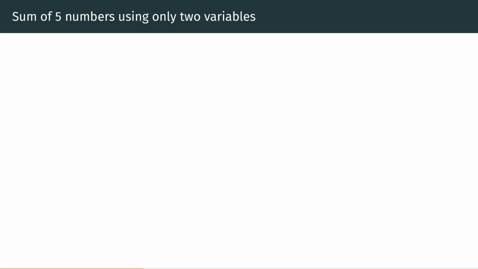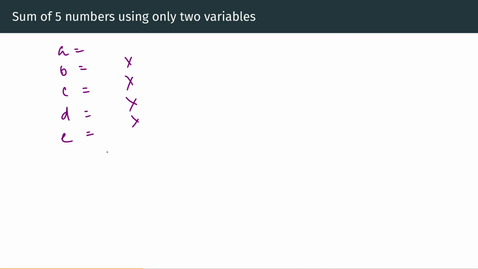So let's do something different now, okay? Let's revisit our code to calculate the sum of five numbers that the user enters, but this time only using two variables. So you cannot do a equals int input, and b equals int input, and c equals, and d equals, and e equals. We cannot do that.